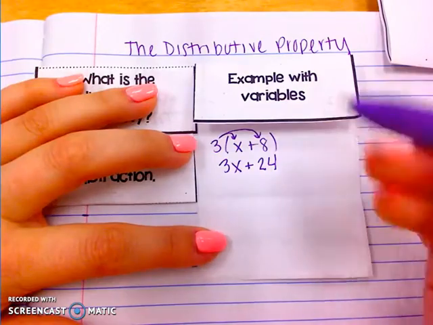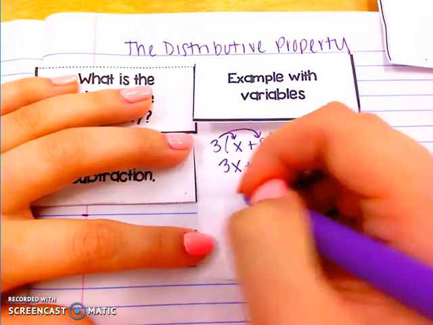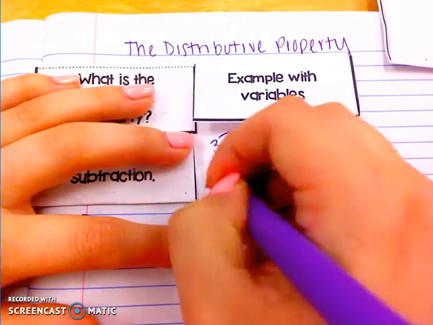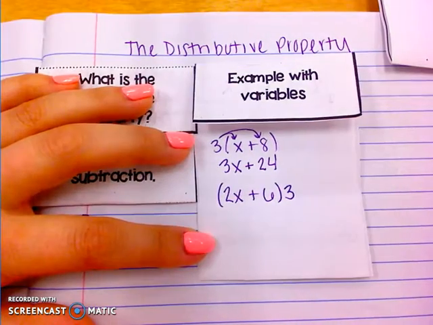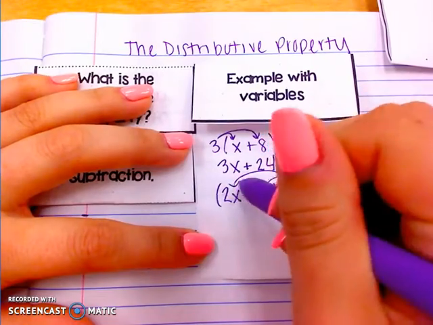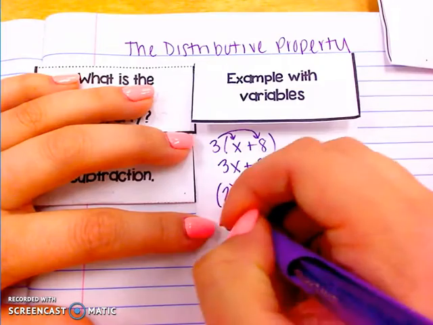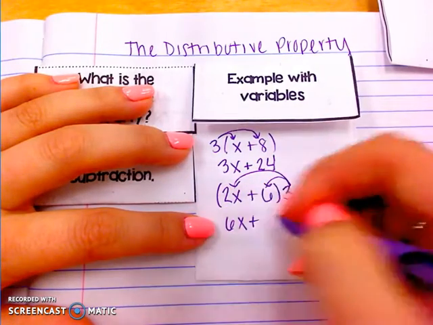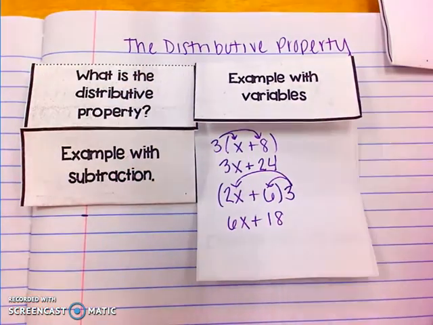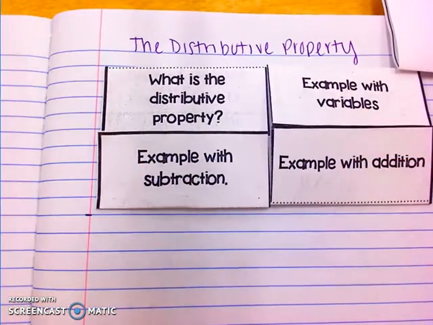It works if that number was in the back as well. So if I had 2x plus 6, and the 3 was back here, or whatever number, I'm still taking whatever's on the outside of those parentheses and multiplying it by everything on the inside. So 3 times 2x is 6x, and 3 times 6 is 18. Okay? So that's going to go get glued at the top of the page.